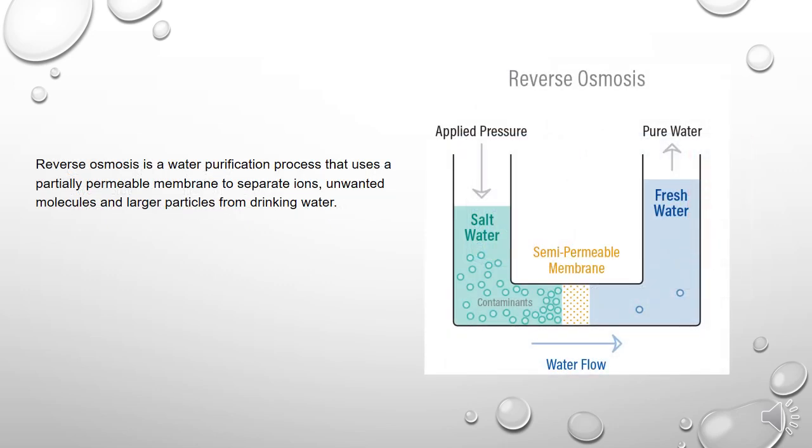As we discussed osmosis on the previous slide, now we look at reverse osmosis. Reverse osmosis is a water purification process that uses a partial membrane to separate ions, unwanted molecules, and larger particles from salt water. As we see in the diagram, pressure is applied on the salt water, forcing water to pass through the membrane and leaving contaminants on the left-hand side.